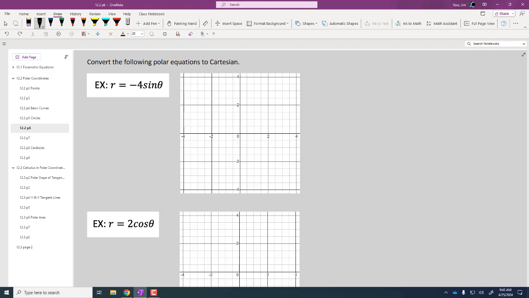So here's one of the classic techniques to convert from polar to Cartesian. We multiply both sides by r. And if we multiply both sides by r, then all of a sudden we can convert back to x's and y's really easily. Right? Because r sine theta is y, x squared plus y squared is r squared. Boom, we got rid of the r's and the thetas. So we multiplied everything by r.